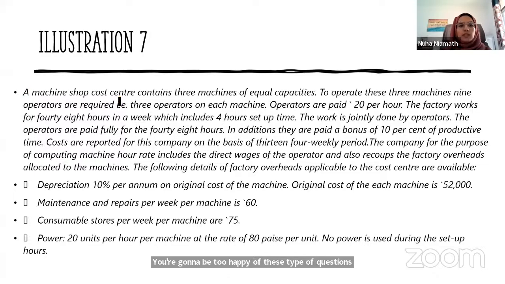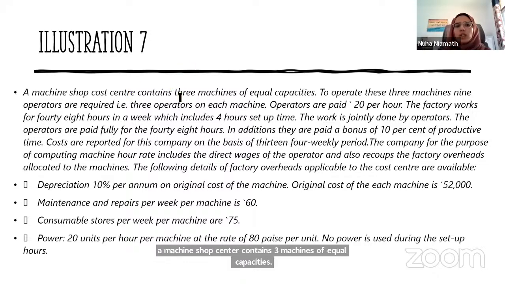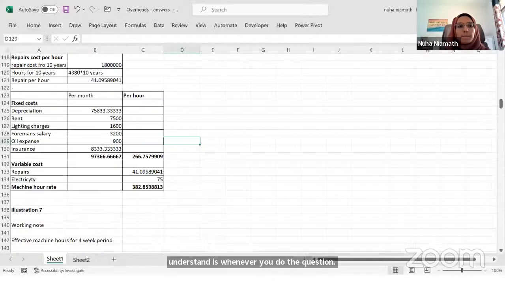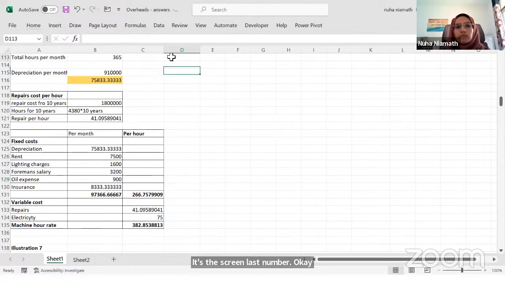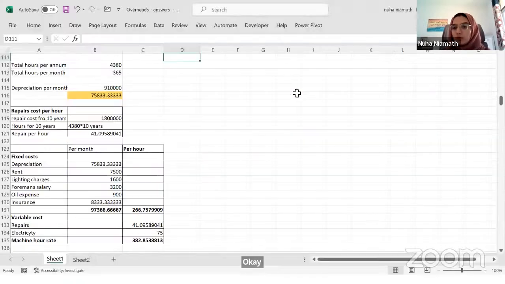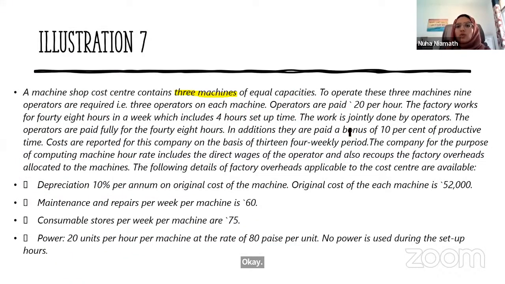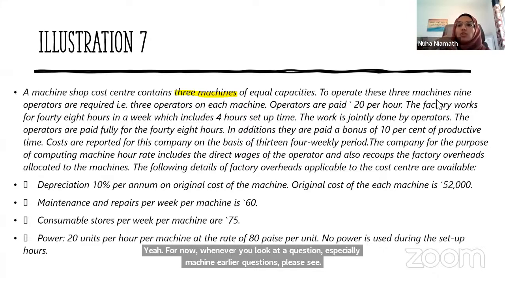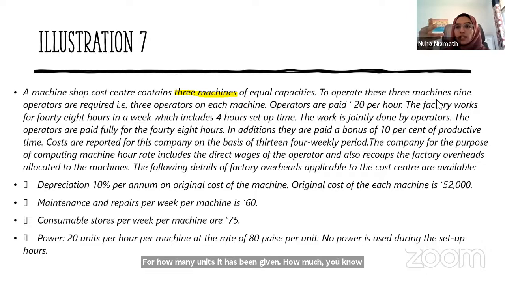Okay, so a machine shop center contains 3 machines of equal capacities. There are 3 machines here. One thing you need to understand is whenever you do the question, please see the last answer. Now, whenever you look at the question, especially machine hour rate questions, please see for how many units it has been given, and what period it's asking you to calculate it for. These things are very important to be seen in machine hour rate questions.